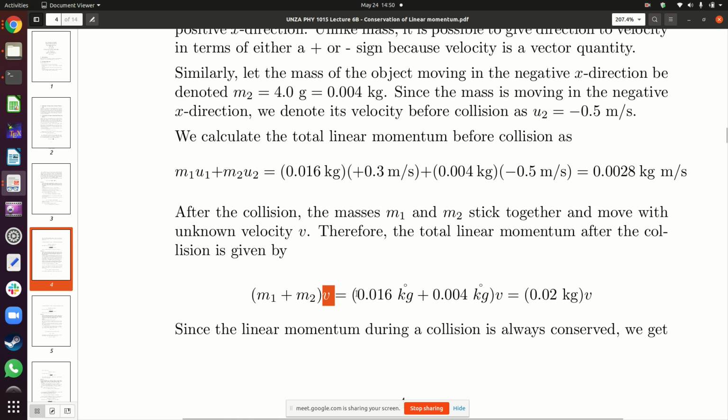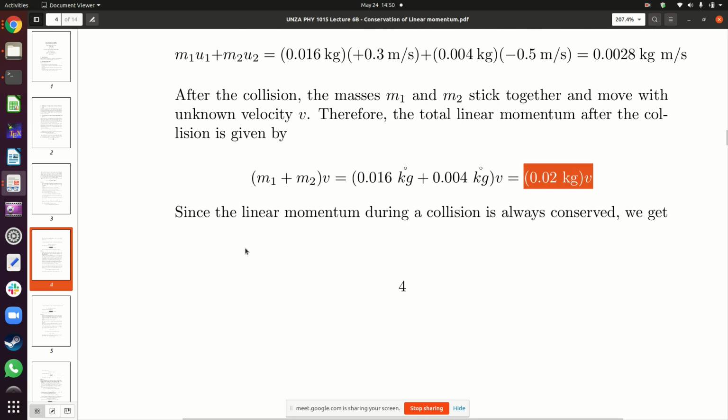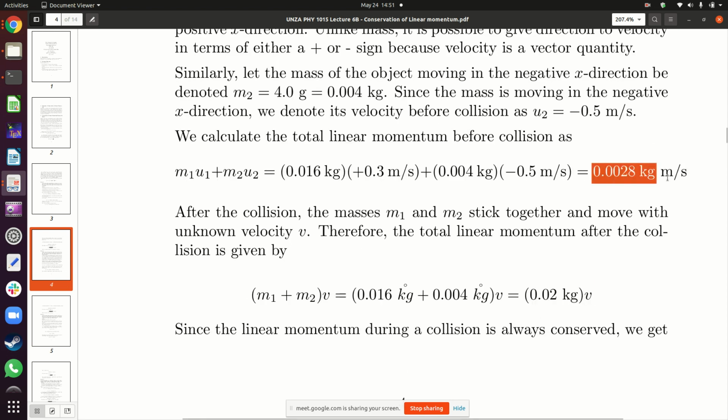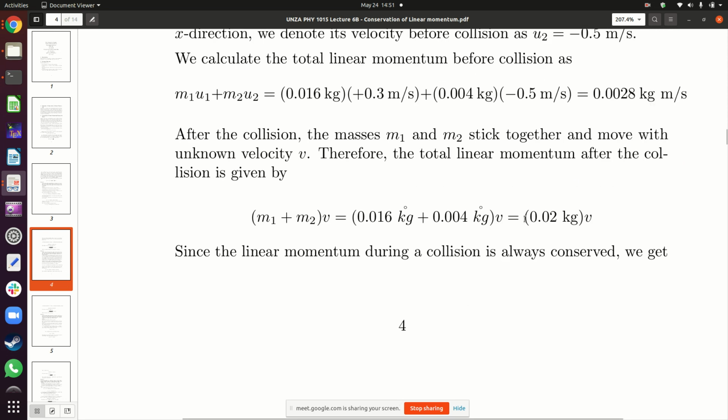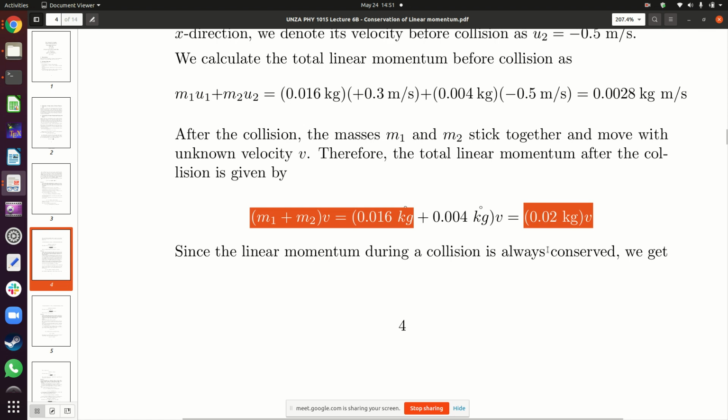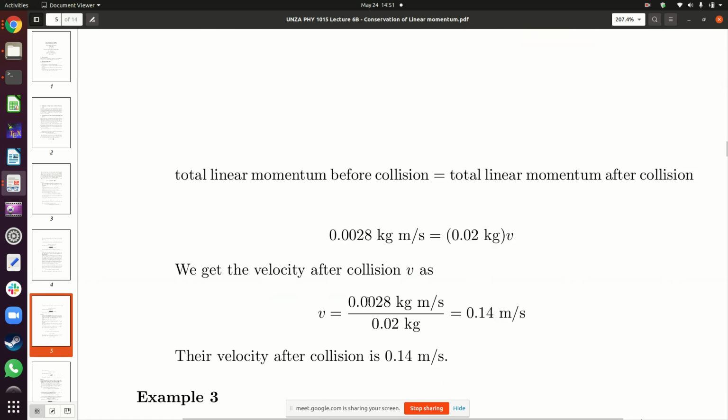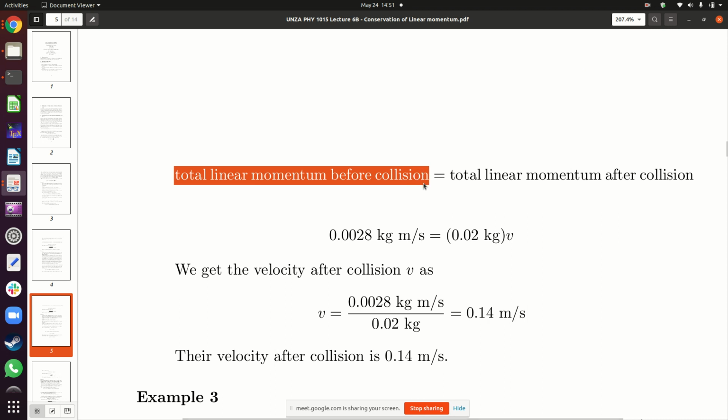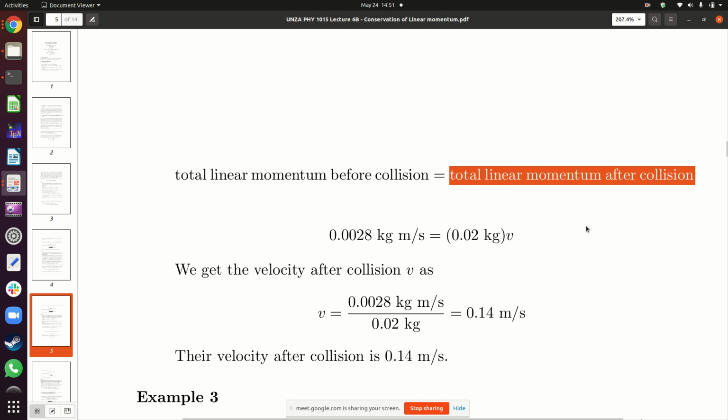So the masses are these ones here, 0.016 kgs plus 0.004 kgs multiplied by v, and this is going to give us 0.02 kgs multiplied by v. This is the total linear momentum just after these objects have collided. Again, conservation of linear momentum: the total linear momentum before they collide and the total linear momentum after they collide have to be the same. So the total linear momentum before collision and after collision have to be equated.